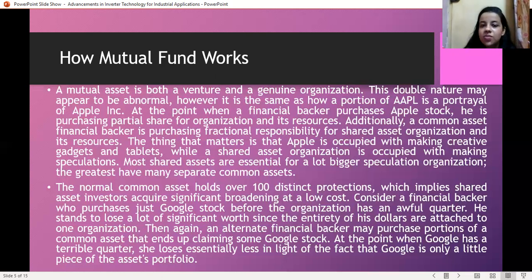So a mutual fund is both a venture and a genuine organization. The normal mutual fund holds over 100 distinct securities, which implies mutual fund investors acquire significant diversification at a low cost. Consider an investor who purchases just Google stock before the company has an awful quarter. Okay, this is how a mutual fund works.